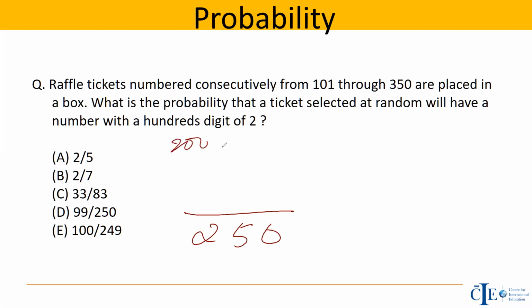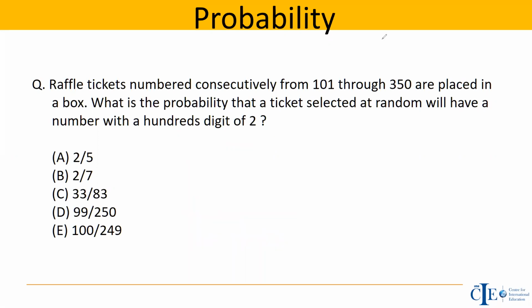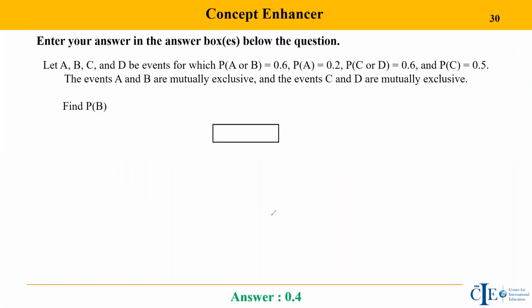So 200 to 299. So there are a total of 100, not 99, because 200 is also counted, right? So when you subtract 99, then plus 1, because you have to start with 200. So cancels on, 2 times 50, 5 times. So therefore 2 by 5, right? So just be careful, 99 plus 1. Don't forget to add 1 because you are including 200 as well. Okay, now check this.